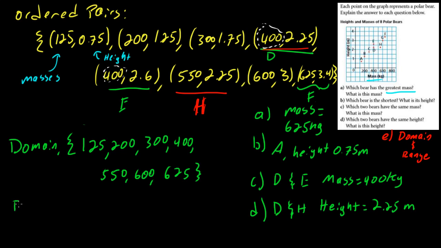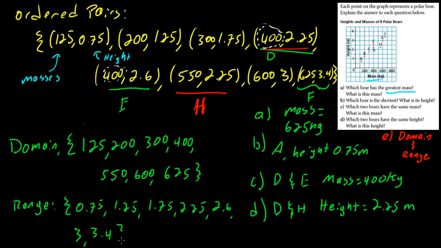Range, same thing. Except this time I'm reading from lowest to highest. So I want to start listing off what my lowest range is, 0.75, then my next, 1.25, and then keep on going from that. 1.75, 2.25, 2.6, I approximated. I wouldn't put 2.25 again because we already have it. 3, and then 3.4. Again, with commas all around it and with braces. And that would be our domain and range, just as a little bit of an extension for this one.